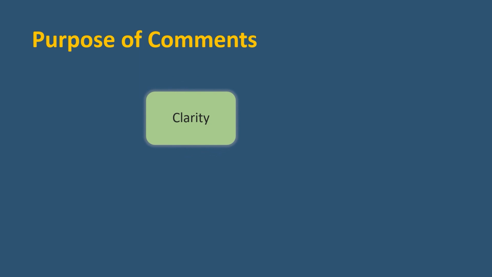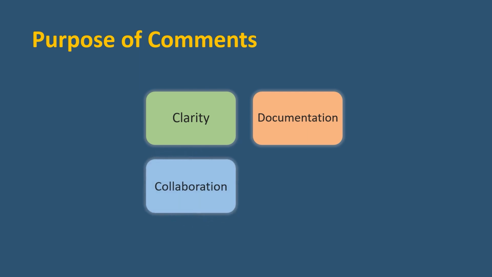Clarity. Comments explain the purpose of specific code sections, complex logic, or non-obvious variable names. They enhance code readability for everyone, including your future self. Documentation. Comments serve as built-in documentation within your code. You can use them to describe functions, classes, or overall program logic. Collaboration. When working on projects with others, comments become crucial. They allow team members to understand each other's code and make modifications more easily.